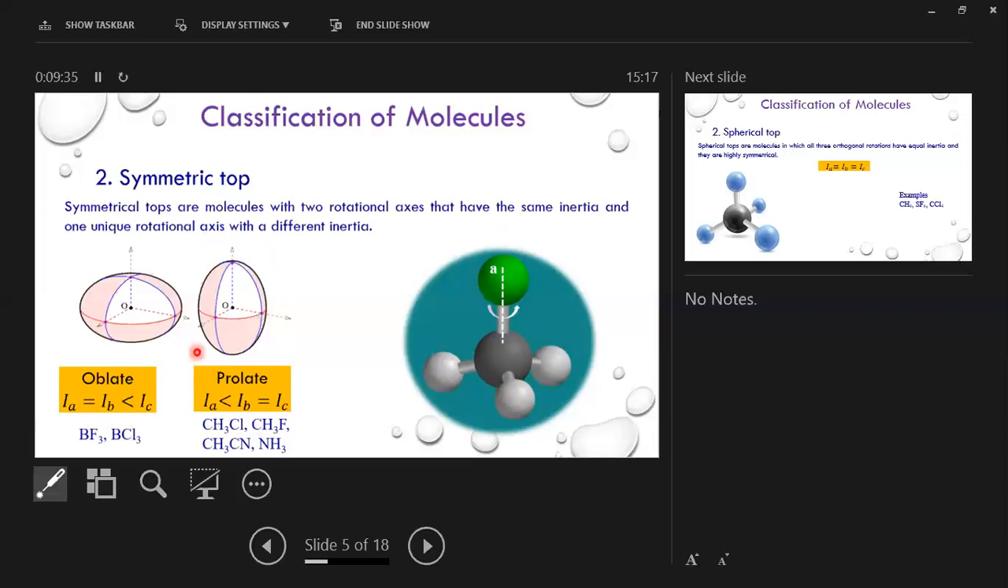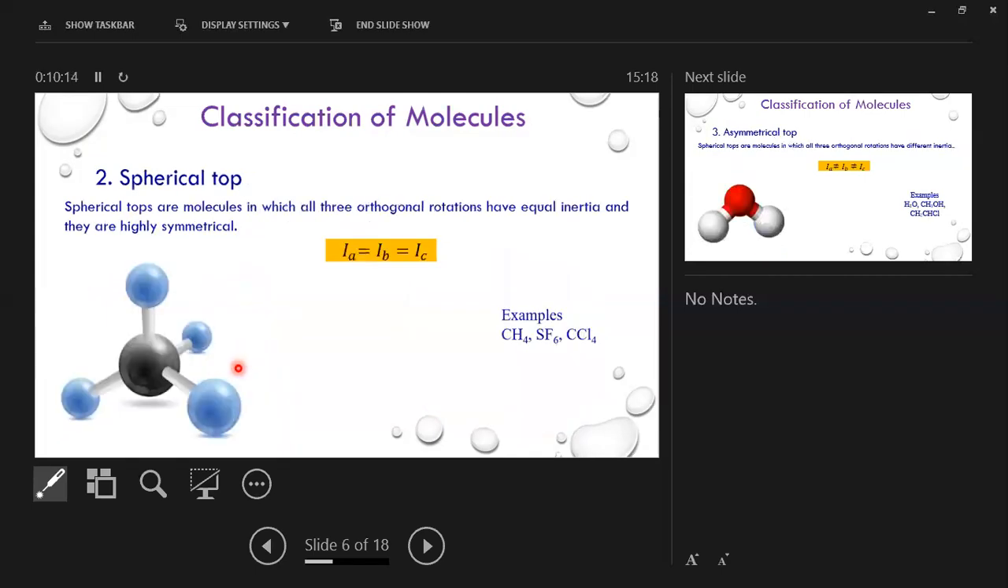Another kind of structure that you can usually observe in the case of BF3 and BCl3 is the oblate type of structure. In this case, IA equals IB, but that is less than IC. Okay, these two are the A axis and B axis, and this is the C axis here. So IA and IB are equal but not equal to IC. As you can already see, the mass distributions are different. Those are called oblate molecules. So that is called the oblate symmetric top, and this is called the prolate symmetric top. And these are the examples that you see.